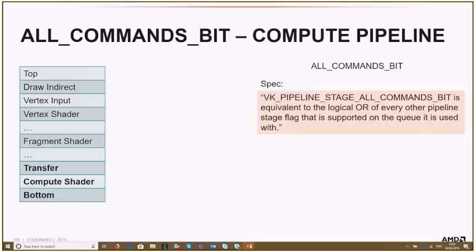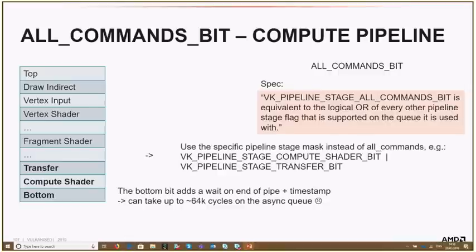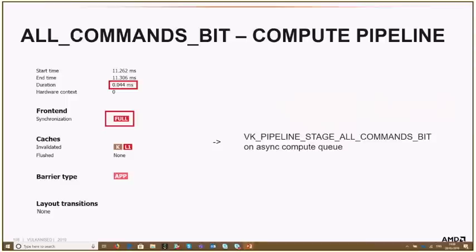Because for the compute pipeline, it includes the transfer stage bit, the compute shader stage bit, and also the bottom stage bit. And the bottom stage bit should not be ignored because it actually adds an end of pipe timestamp. And this can take up to 64K cycles on the async queue. So I recommend not using the all commands bit, just use the specific pipeline stage mask you really need. For example, use the stage compute shader bit or the stage transfer bit. And you will save a considerable amount of time.